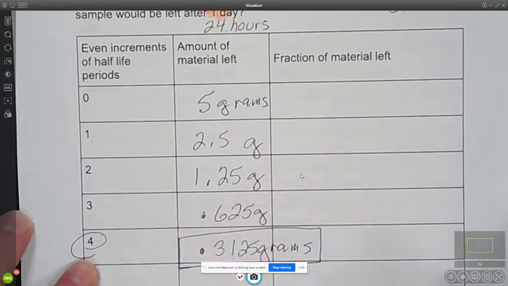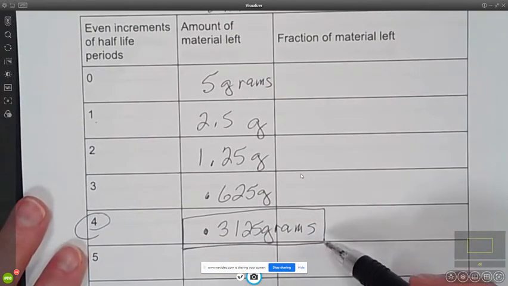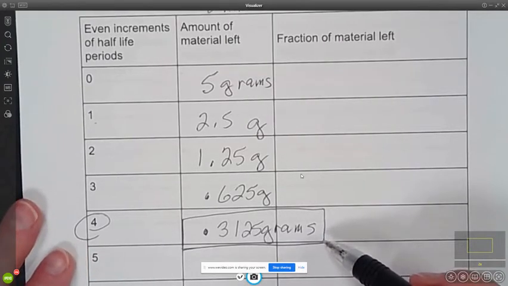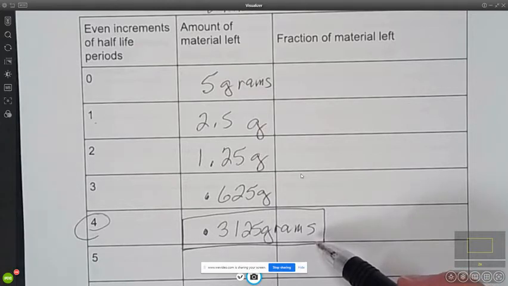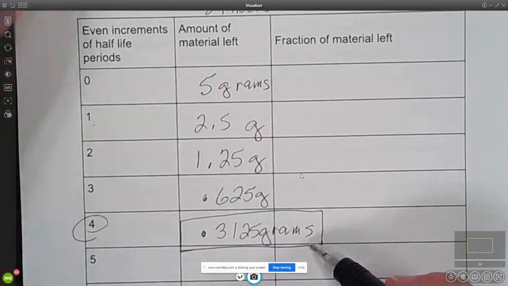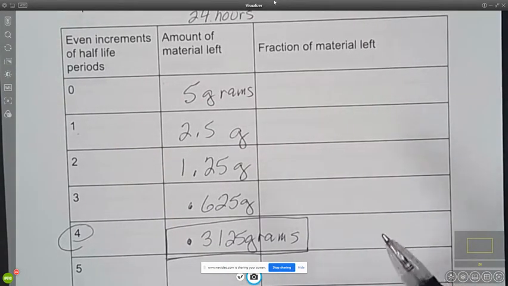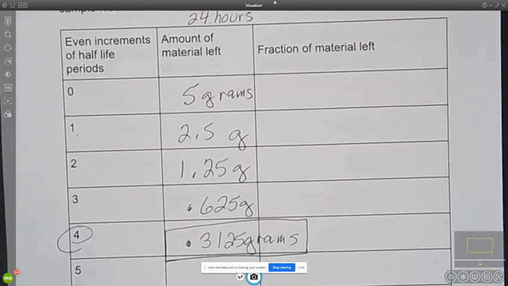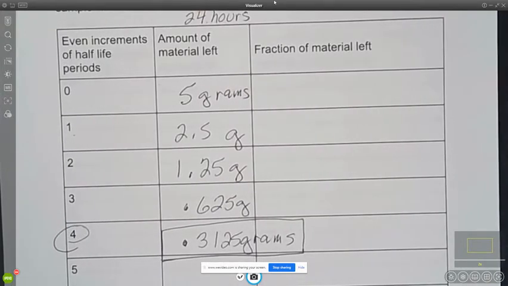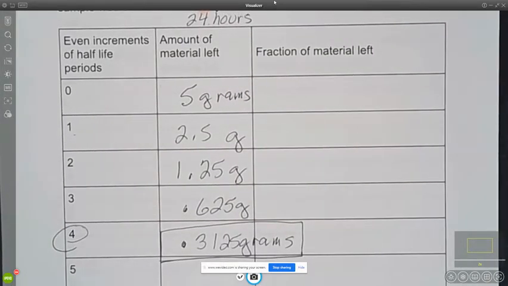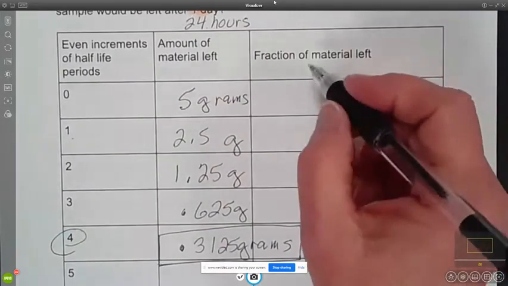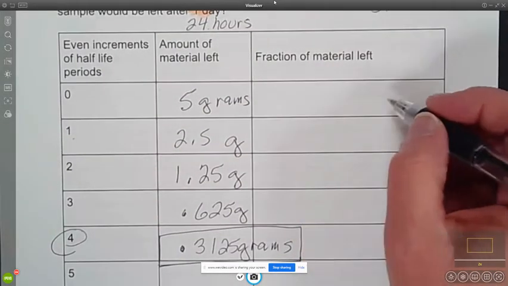How much is left after 1 day? When you're solving these problems and doing this on the assignment, make sure you include the units. That's what the grading portion of that is expecting to have. Okay, so how do we get a more exact answer if we want to go in and get a lot closer here? I want to look at what's going on using my fraction of the material left.